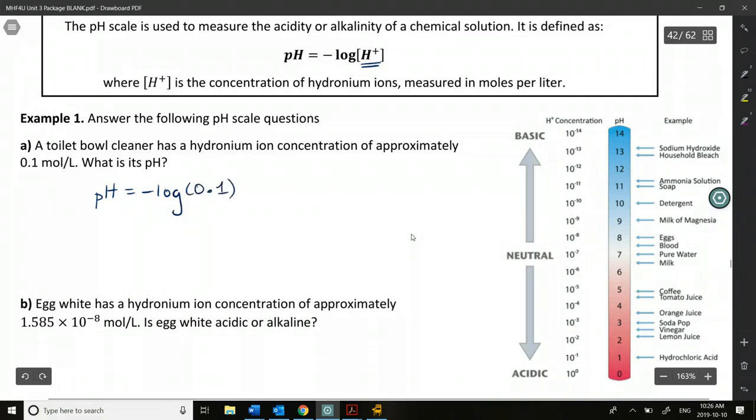I don't know. Do you guys learn this formula in chemistry? We did. I just forgot about it. Yeah?